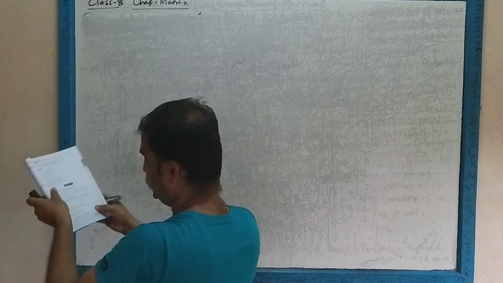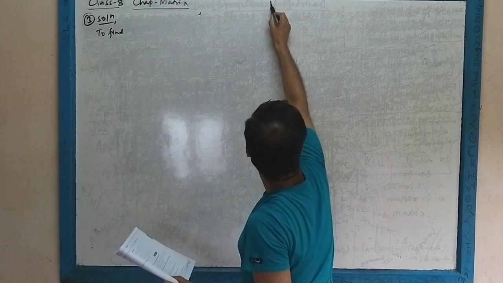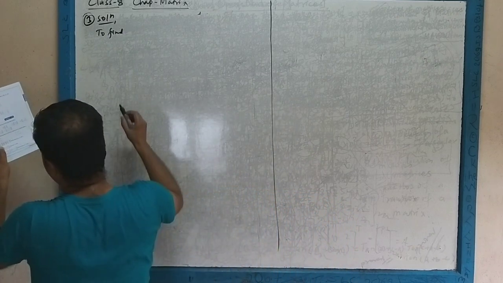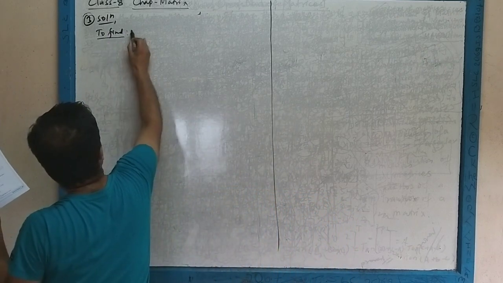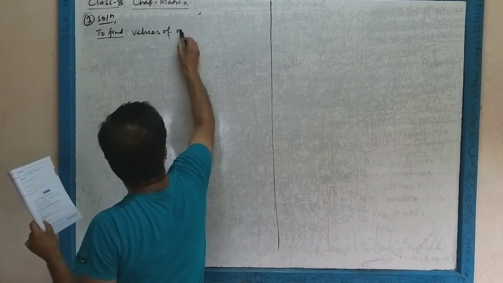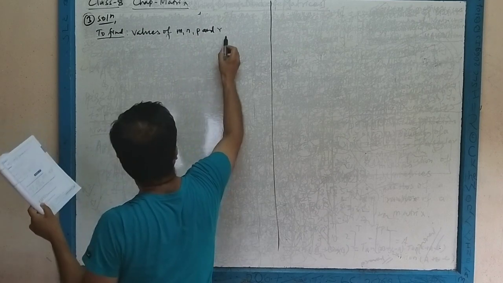Let's go to question number 3. Solution. First let's divide this board into two parts, it will be easy for us to write. To find: the values of M, N, P and R.